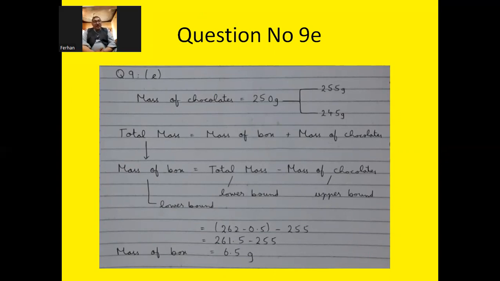So because we want the lower bound of the mass of the box, we will use the total mass, its lower bound, and for the mass of the chocolate we will use its upper bound. This is how you get the lower value from the subtraction.